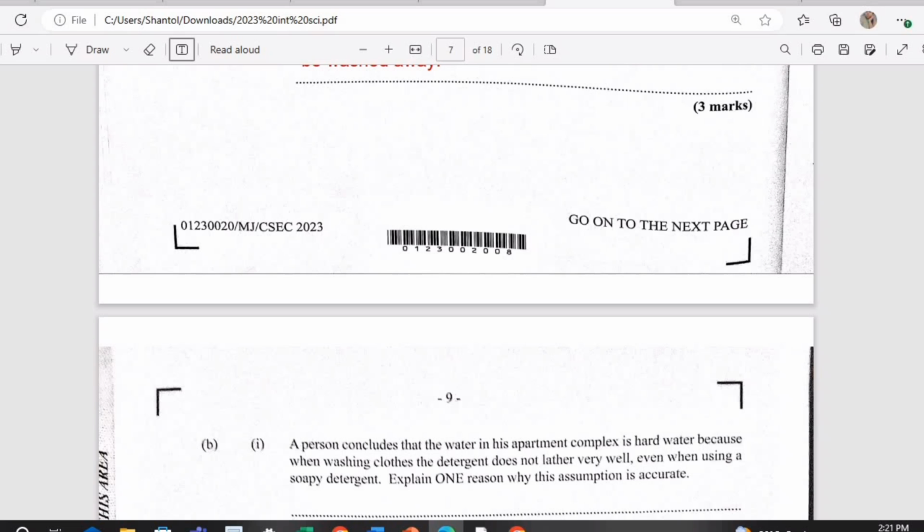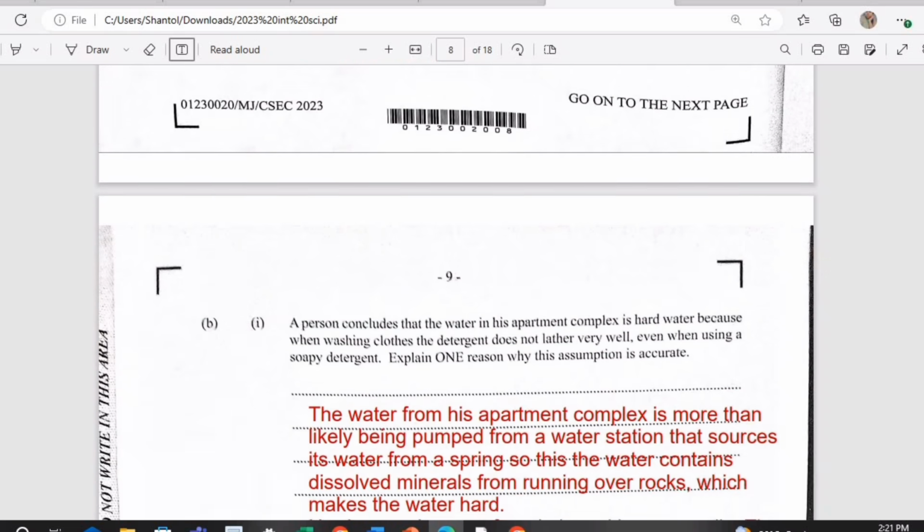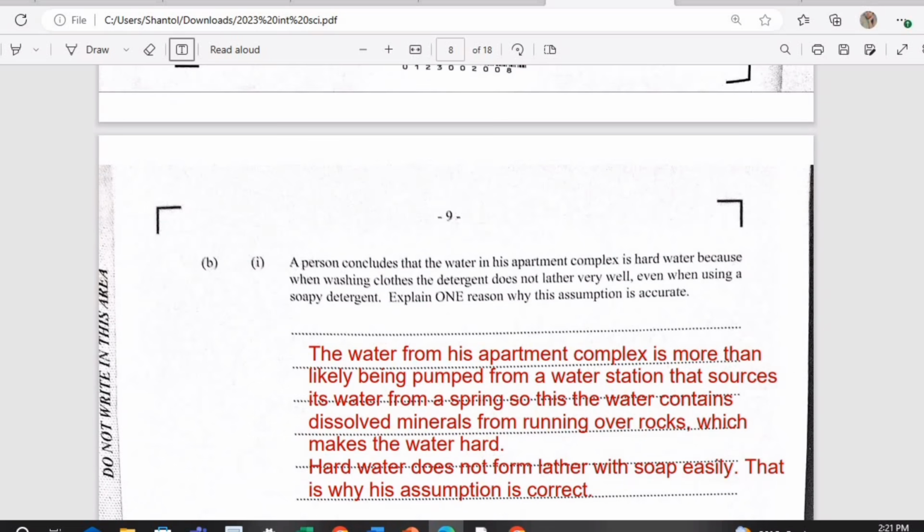Part B of the question states, a person concludes that the water in his apartment complex is hard water because when washing clothes, the detergent does not lather very well, even when using a soapy detergent. Explain one reason why this assumption is accurate. Now, the assumption is accurate because the water from his apartment complex is more than likely being pumped from a water station that sources its water from a spring.